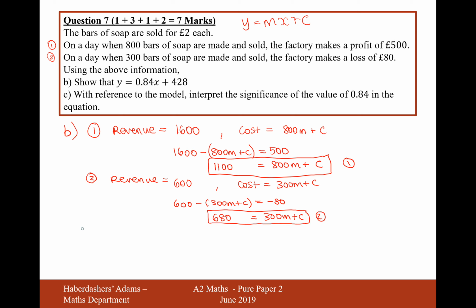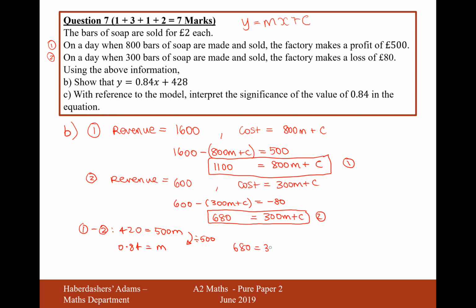So the first thing I'm going to do is equation 1 take away equation 2. So 1,100 take away 680 is 420 equals 500m, and the c's will have cancelled out through that subtraction. If I now divide by 500, I get 0.84 equals m. Okay, so that's m. Now let's plug m back into one of the equations. Let's do it for the second one.